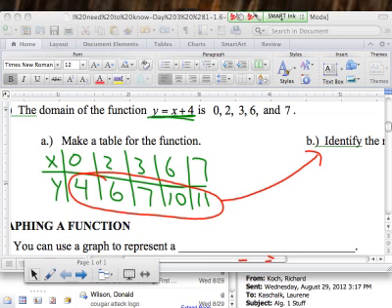Okay, so your range would be 4, 6, 7, 10, and 11. Okay, and that would be what your range is for this particular function. All right.